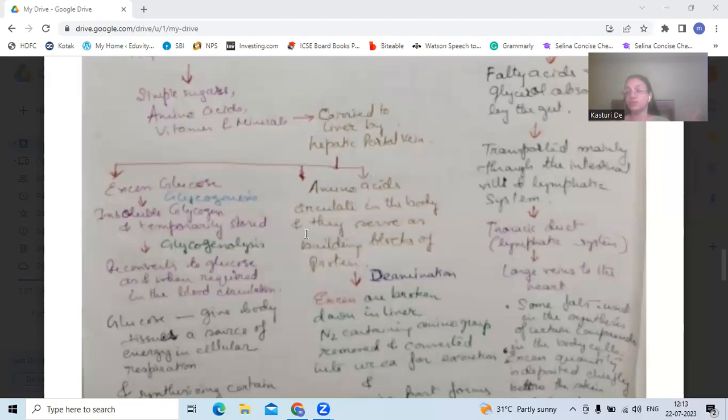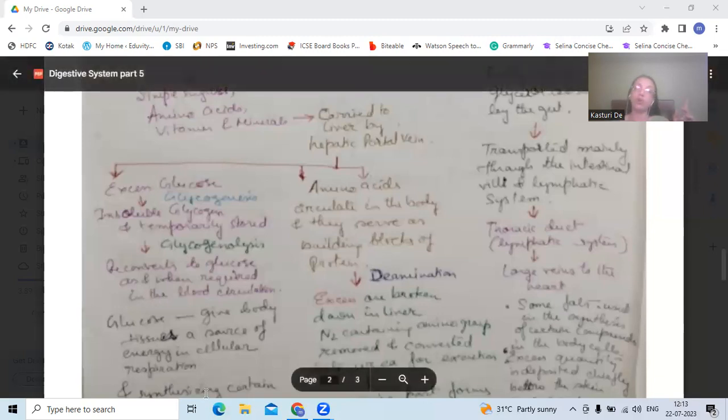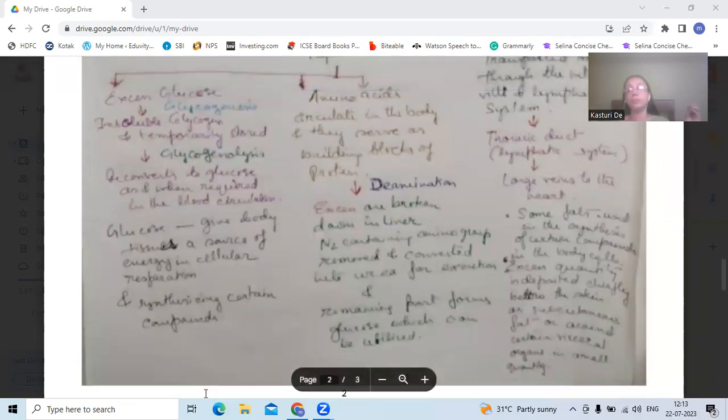Glycogenesis is converting excess glucose to insoluble glycogen and storing it. And glycogenolysis is converting the stored glycogen to soluble glucose into the blood. Now, what does glucose give? It gives the body tissues a source of energy in cellular respiration and synthesizes certain compounds.